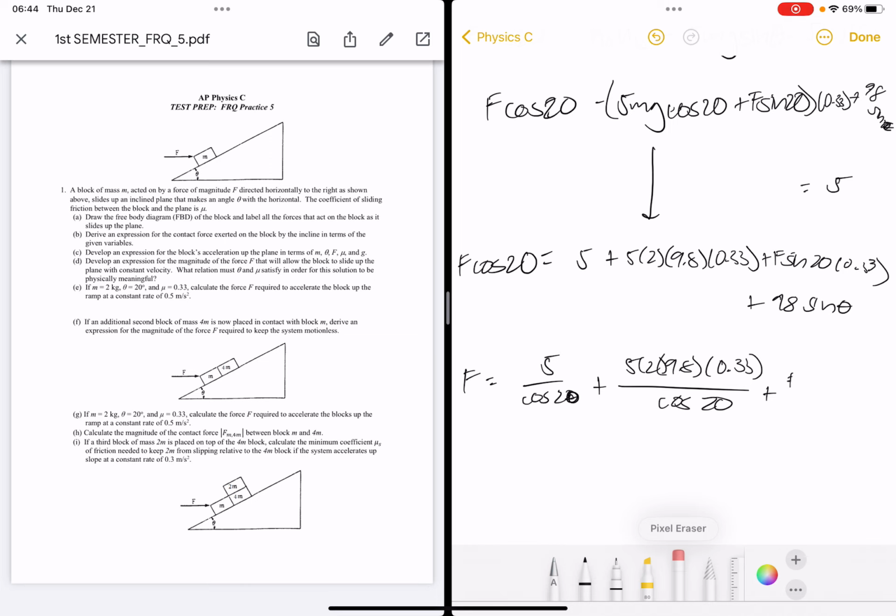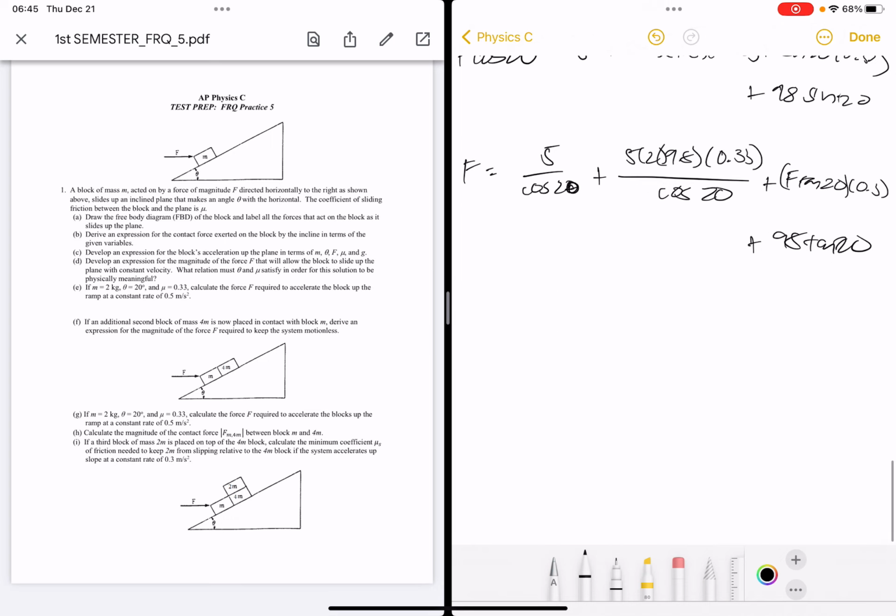So sine divided by cosine is just tangent. Let's write it like that. F tan theta. Not tan theta, tan 20, you know it. 20 times 0.33 plus 98 tan 20 as well. Because we know that sine over cosine is tangent. Put the F's together now. So F minus F tan 20 times 0.33, of course, equals 5.32 plus 32.34 plus 35.669.